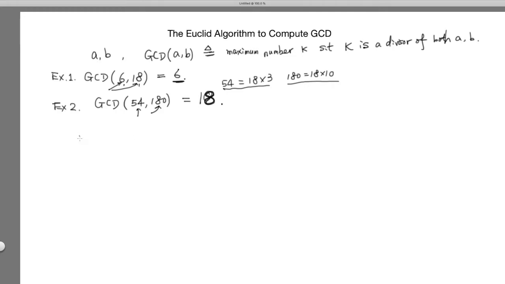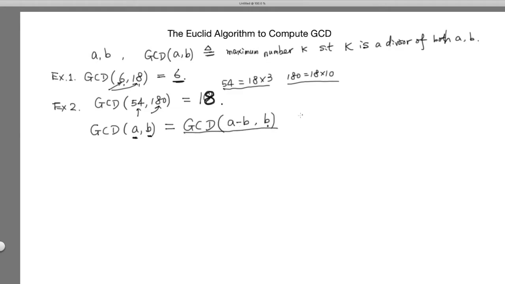The Euclid algorithm is based on one simple fact. The GCD of A and B is going to be the same as the GCD of the following: you take those two numbers, take the larger one, let's say the larger one is A, and the smaller one is B. You subtract B from A, you get another number, A minus B, which is going to be smaller than A, and you keep the other number B. Keep the smaller number and replace the larger number A by A minus B.